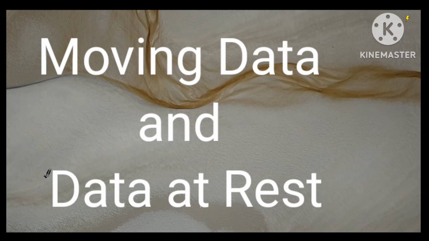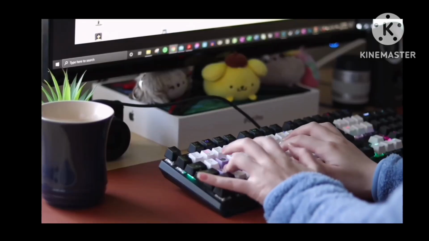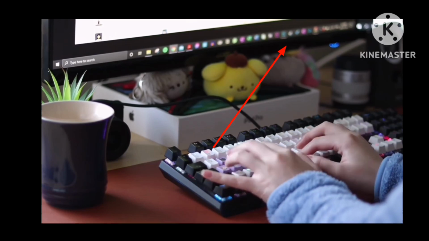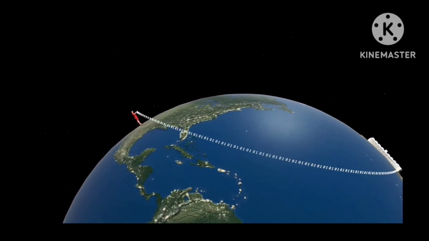Moving data and data at rest. Data could have two states: at rest and moving. Data at rest usually means it is being stored. It could be stored temporarily or permanently. More on this later on. Moving data is data getting from one place to another. It could be from one part of a computer to another, like from the keyboard to temporary storage, perhaps RAM, random access memory, or from one side of the world to another, via communication lines via the internet.